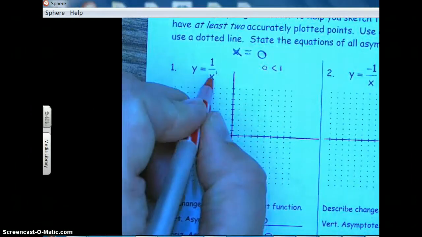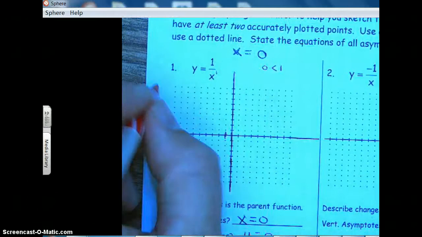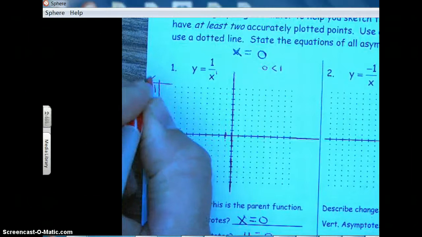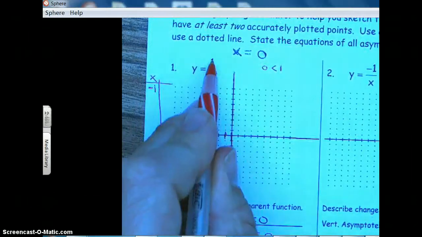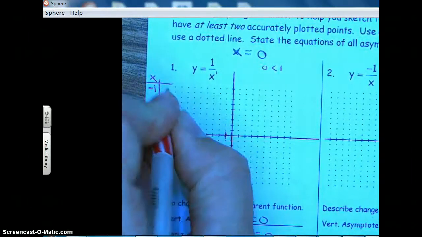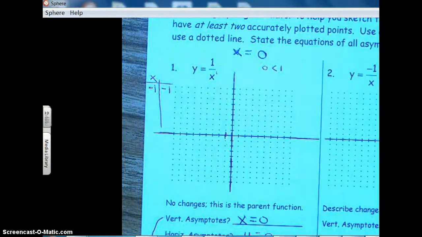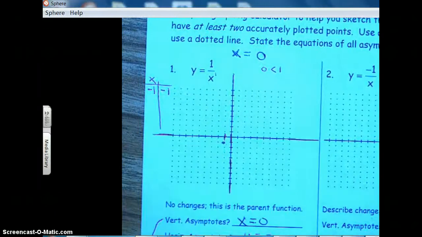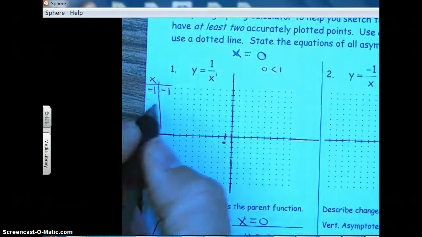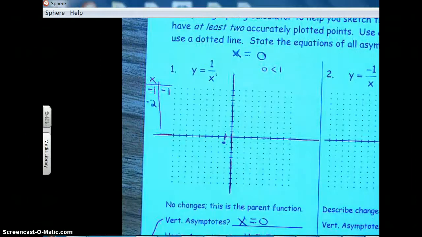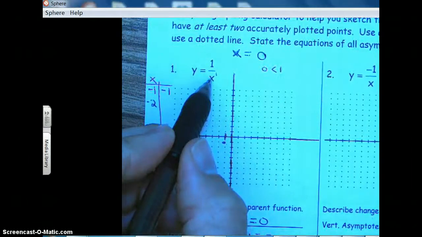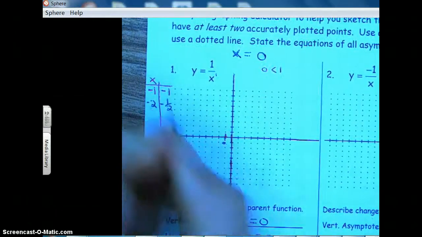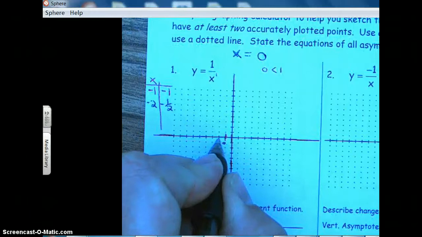If I choose -1 as an input, 1 divided by -1 is -1. So we have a point at (-1, -1). Let's try -2. If I plug in -2, we have 1 over -2, which is -1/2. So (-2, -1/2).